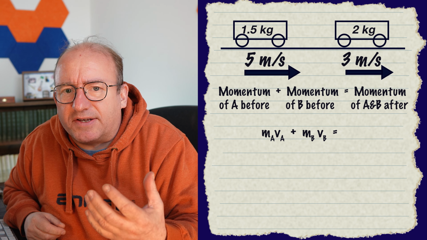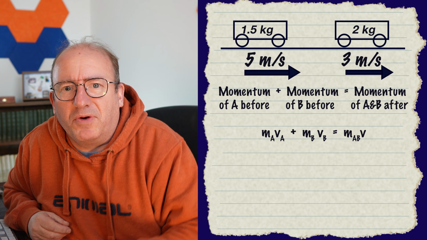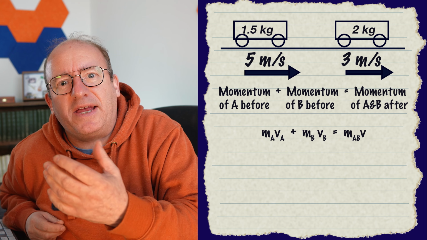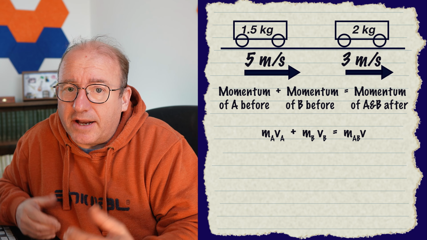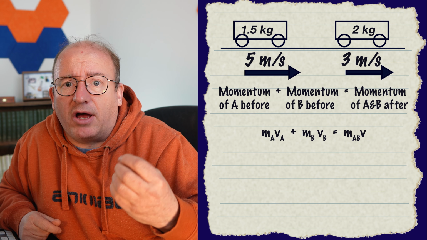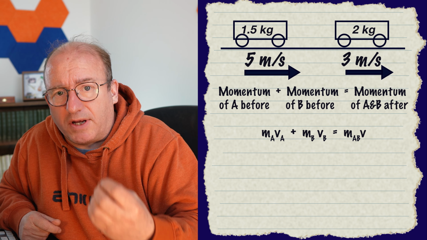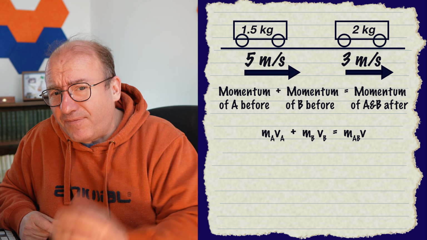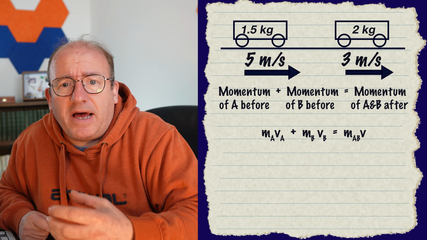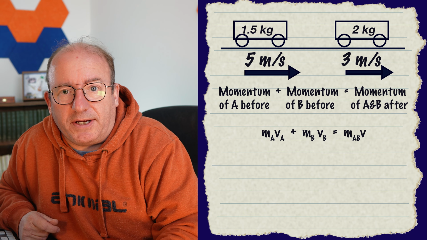I've written this in a way where I've added some A's and B's to suggest which m's I'm talking about and which v's I'm talking about. So I've written down a calculation. The momentum before the collision is the mass of A times the velocity of A plus the mass of B times the velocity of B. The momentum after the collision is the mass of A and B, because they're stuck together, times their velocity.